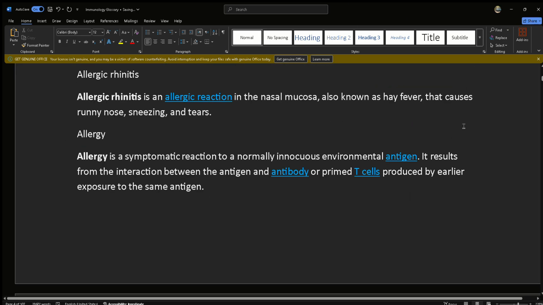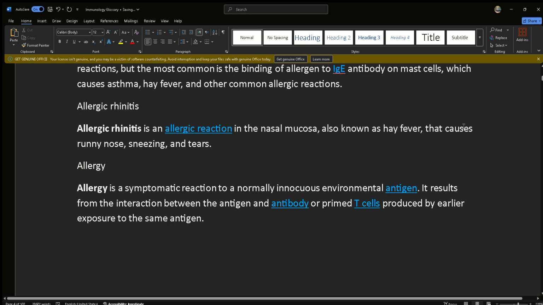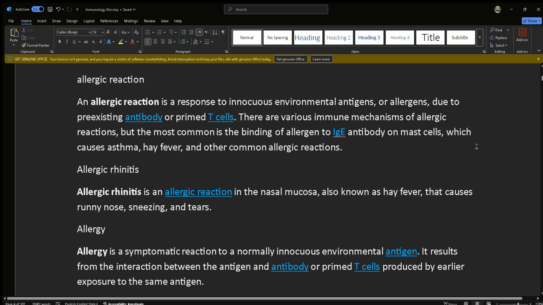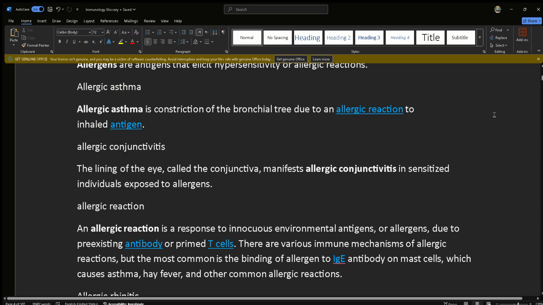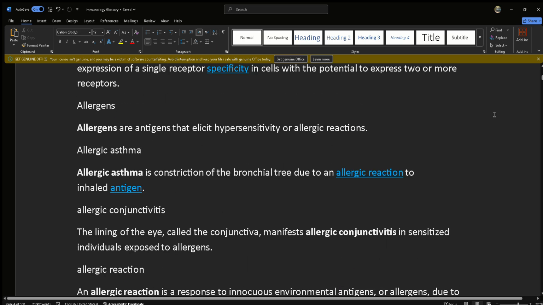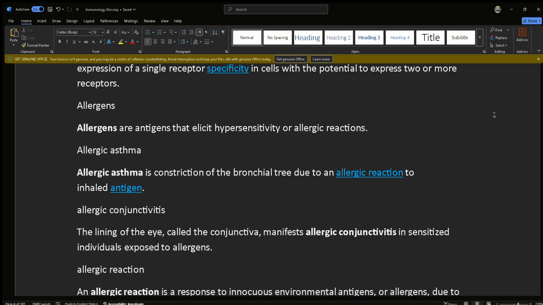So, this is something about the allergy, allergens, and allergy responses and allergic reactions. So, in it we see that first we define allergens are antigens that elicit hypersensitivity reactions.